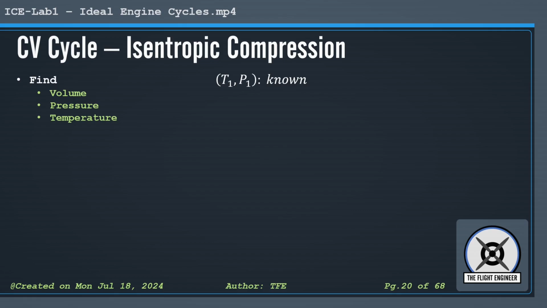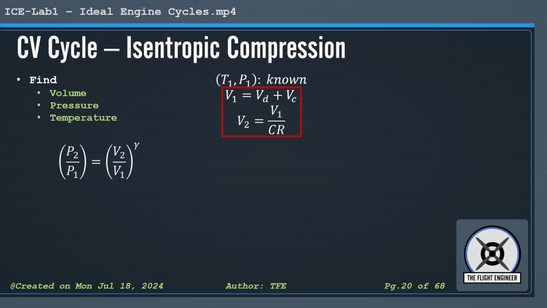We already know T1 and P1. Volume 1 is going to be the cylinder's volume at bottom dead center, which is displaced volume plus clearance volume, and volume 2 is going to be volume 1 divided by the compression ratio. We have thermodynamic relations for isentropic processes, and the first one says that the ratio of pressures is equal to the ratio of volumes raised to gamma. We can rearrange this to find the pressure at 2, given all we had.